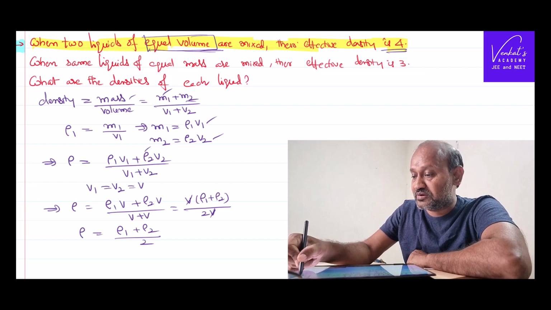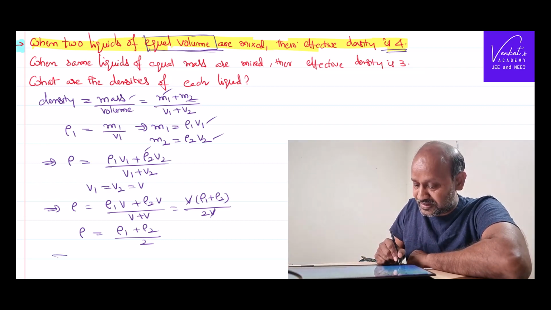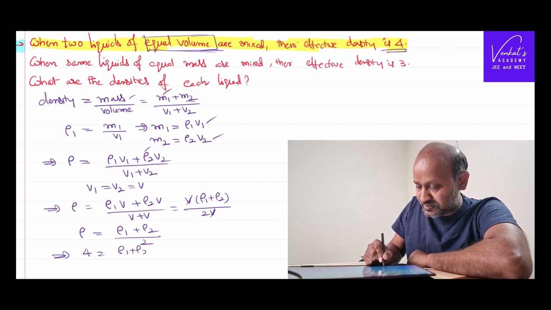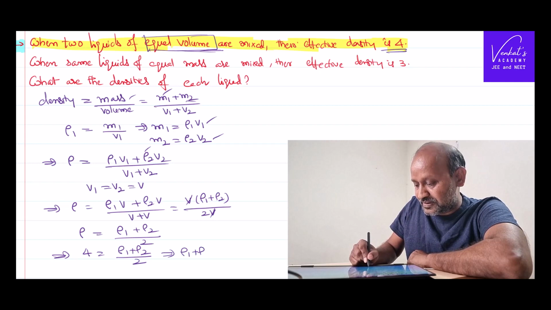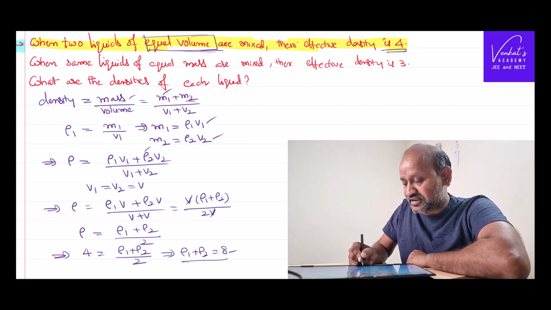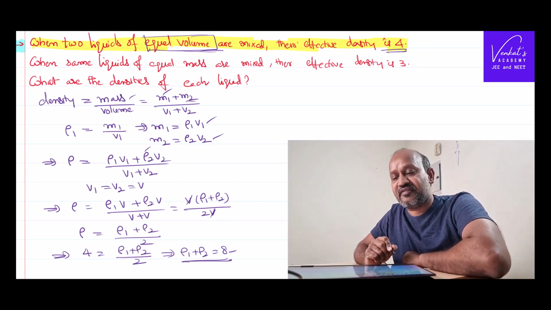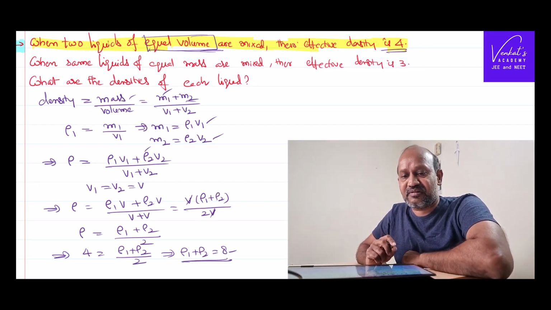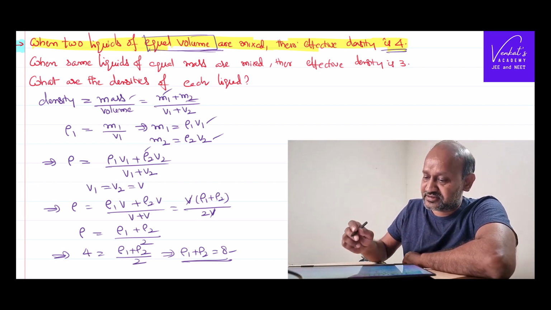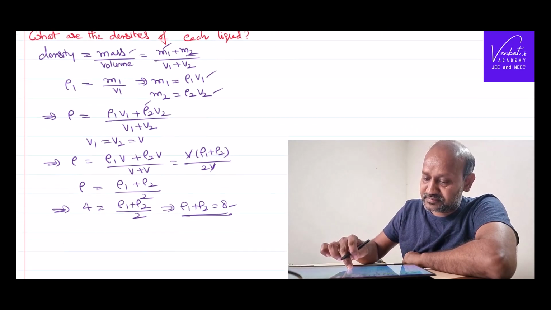That is equal to 4. So I can simply write 4 is equal to rho 1 plus rho 2 by 2. That implies rho 1 plus rho 2 is 4 into 2, which is 8. That's the conclusion that we draw based on the first part of the problem. And then there's the second part of the problem. Let me solve it in the same way. Let's try that. I'll just scroll down.